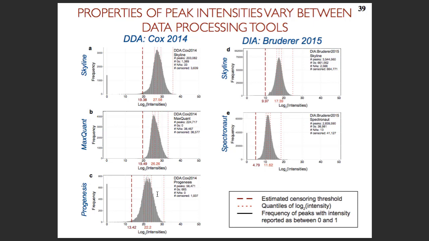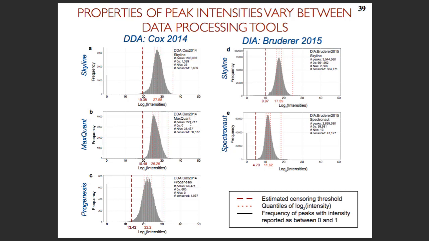So this is exactly what I mean by making decisions which may be meaningful and different, but they should not really matter qualitatively, right? Now, in terms of the number of peaks, you can see that Skyline, I hope you can read there, Skyline reports 203,000 peaks.